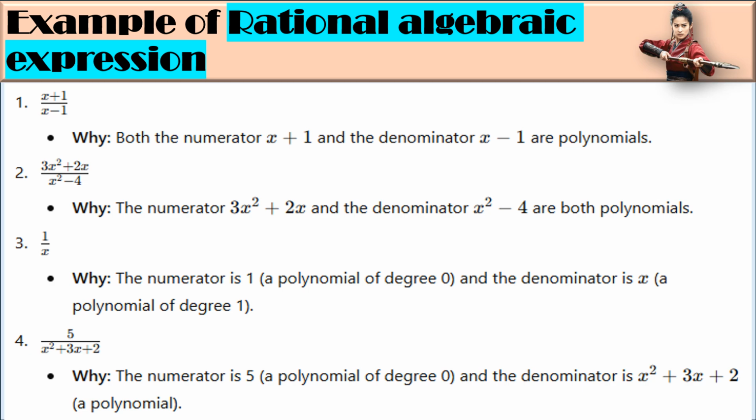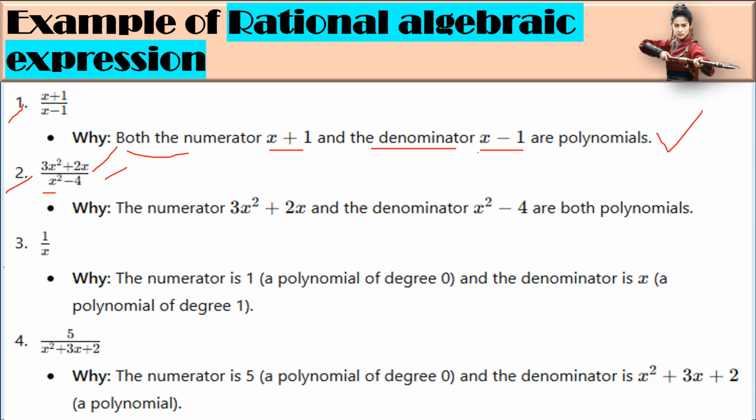That's why it is really important for us to determine examples of a rational algebraic expression. Let's have number 1. It is a rational algebraic expression because both the numerator, x plus 1, and the denominator, x minus 1, are polynomials. And number 2, 3x squared plus 2x over x squared minus 4. This is a rational algebraic expression because they are both polynomials.